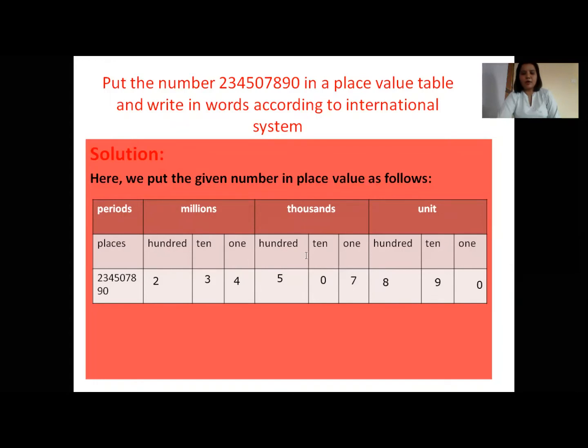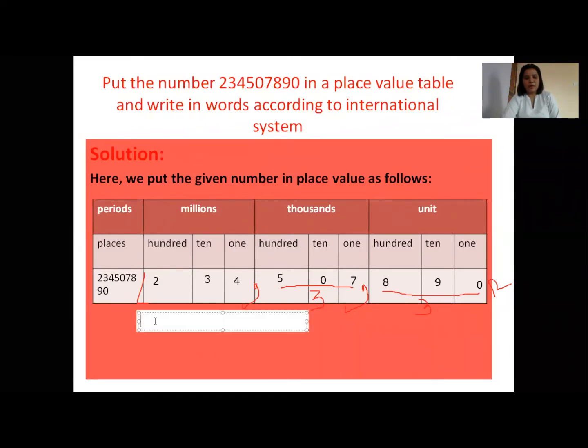Now we'll use a comma to separate the periods. So we count the number from right to left. We count the first 3 digits from the right, then we place a comma, then we place a comma after every 3 digits from the right. So we can now read the number 234,507,890.